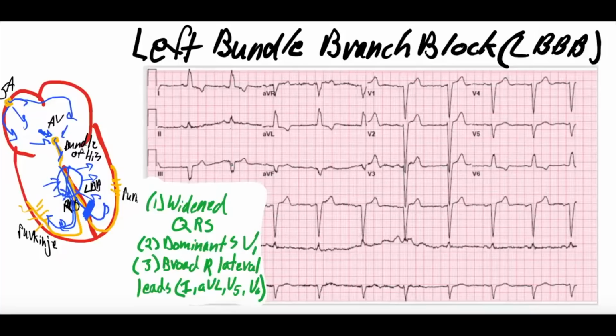Okay, so we're going to leave those down there, and then we'll go to the EKG itself to talk about some of these things. So in terms of widened QRS, our QRS interval, right, is from Q to R, and the normal is less than 120.